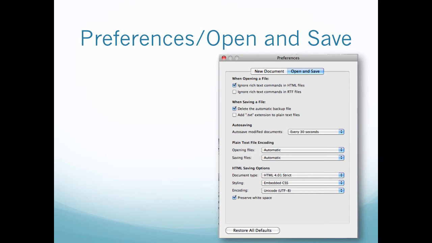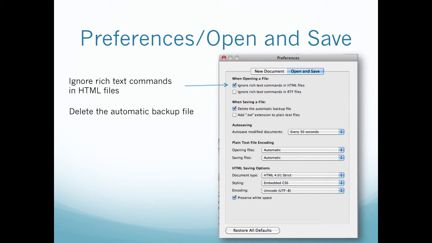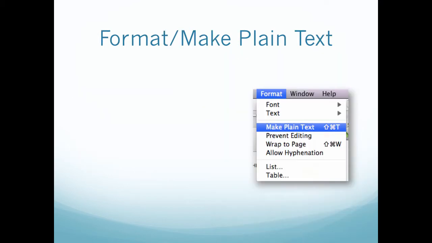Click over to the Open and Save menu. And at the very top, when you open a file, we want to ignore the rich text commands in HTML files. And when saving a file, delete the automatic backup file. Lastly, click the red button at the top of the menu and close out that menu tab. Lastly, back to the menu bar under the word Format, click Make Plain Text.